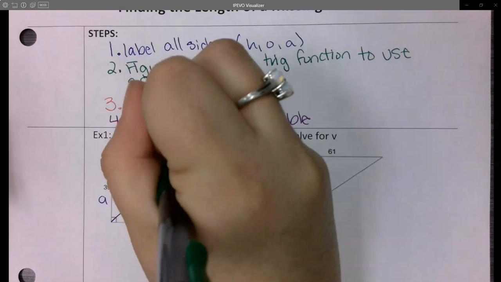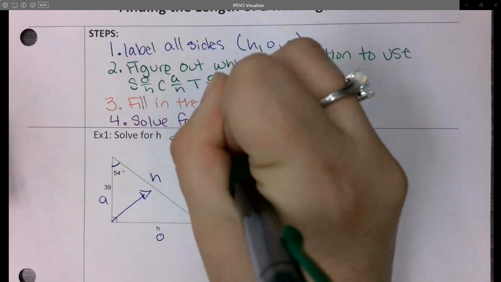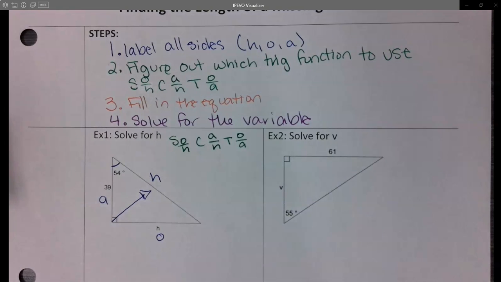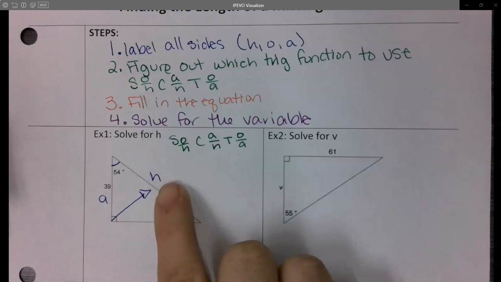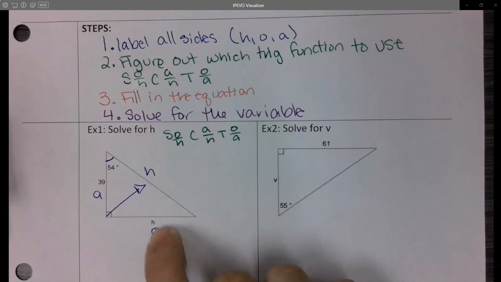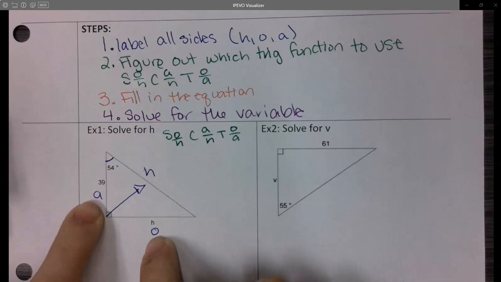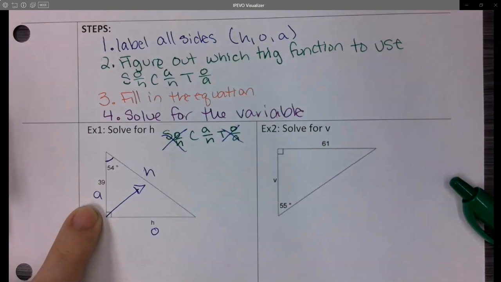Okay, so remember I have SOHCAHTOA. Which two letters are labeled on the triangle? Like, which ones have a number or a variable already given? A and this H. So the stuff I wrote in blue, I wrote O and A. Because I have O and A, I want to use the cosine function.